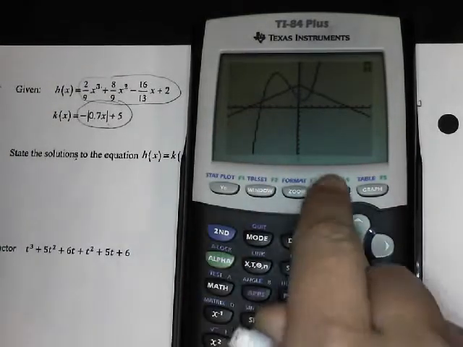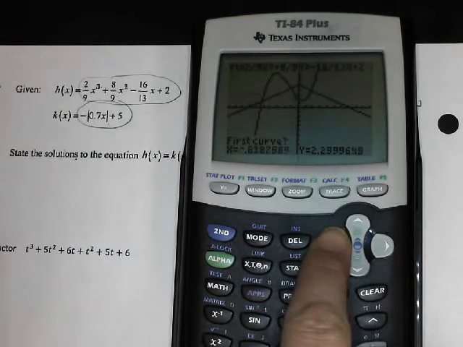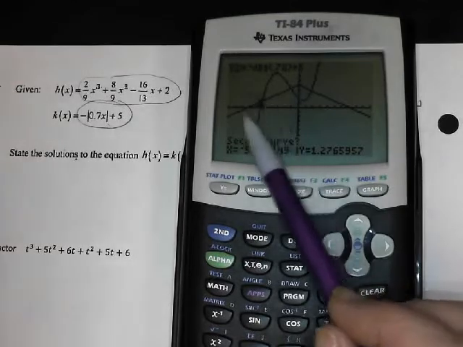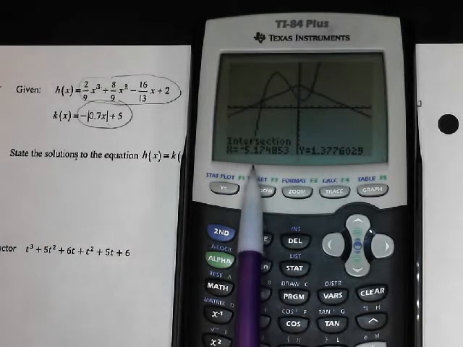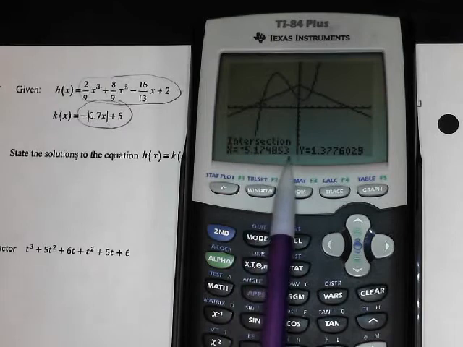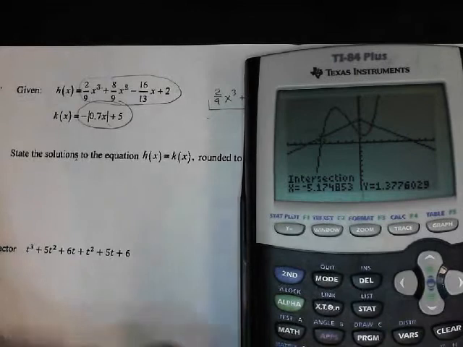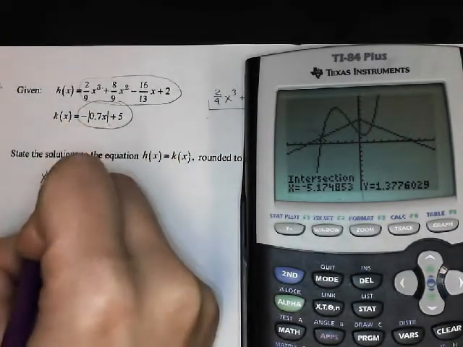We'll start with the leftmost. Second trace. Option 5 is intersect. Scroll on your first curve. We're scrolling along the polynomial over to near the point of intersection. Second curve, jumped my cursor to the absolute value, that's the second curve, and then the guess, I just put my cursor near that point of intersection, and that's happening at an x value of negative 5.174853, nearest hundredth, so that's x equals negative 5.17.